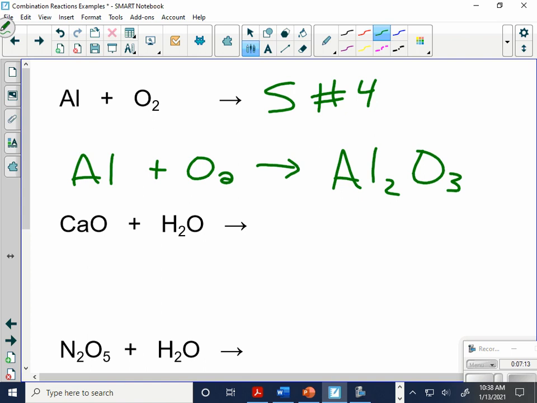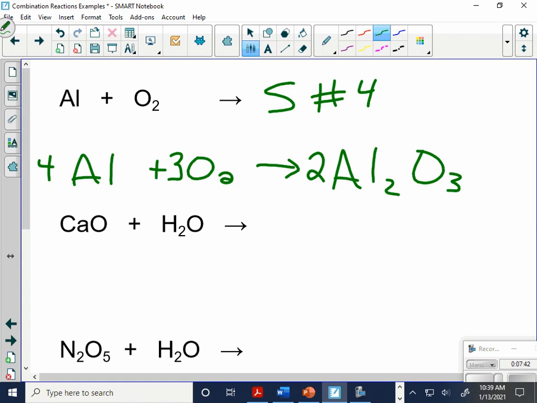I can see that I have an even-odd problem, so I'm going to put a 2 here to make my oxygens an even number. So that gives me 6 oxygens. Here I have now 6 oxygens, and if I put a 4 here, I have now balanced my chemical equation. Questions over that one?